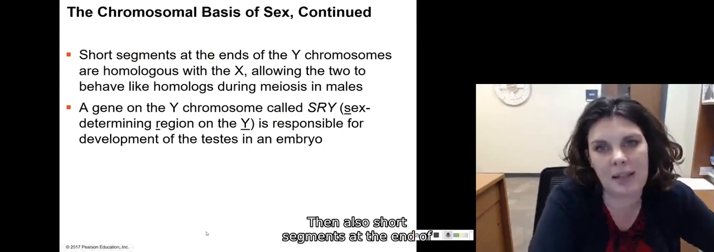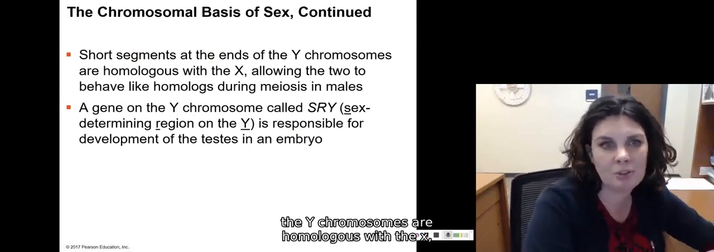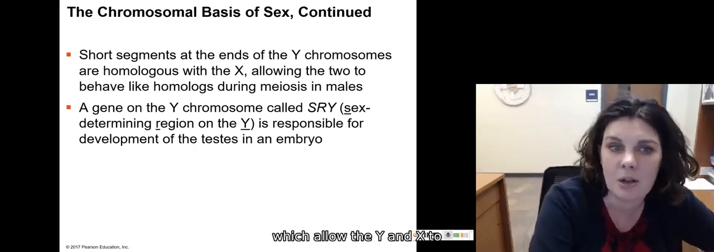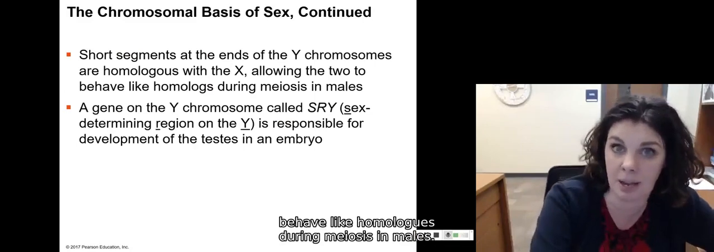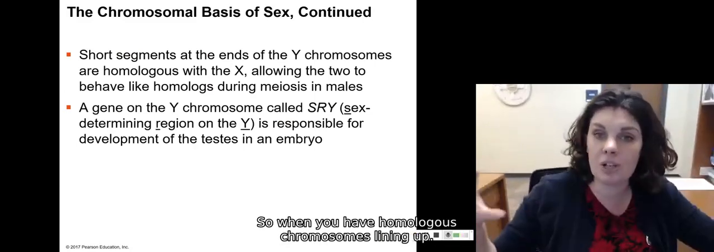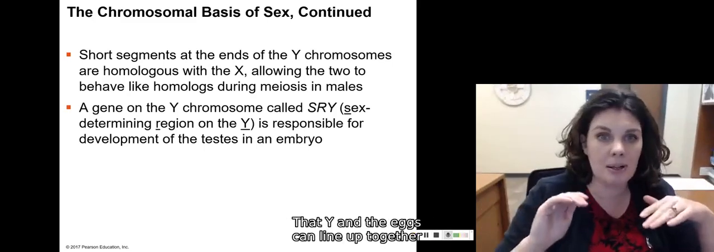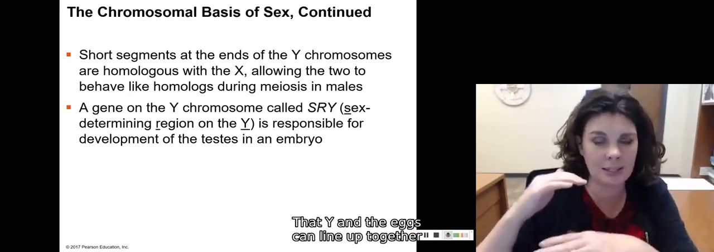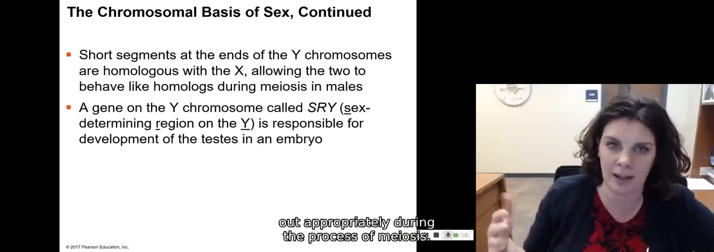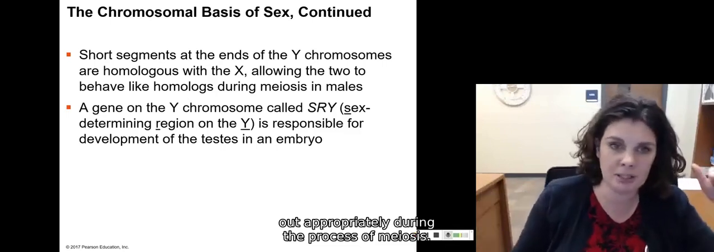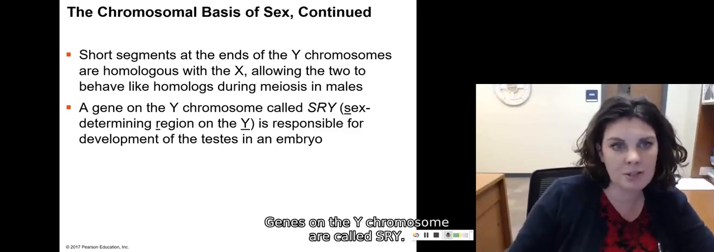And then also, short segments at the ends of the Y chromosome are homologous with the X, which allow the Y and X to behave like homologs during meiosis in males. So when you have homologous chromosomes lining up, the Y and the X can line up together so that they're able to be sorted out appropriately during the process of meiosis.